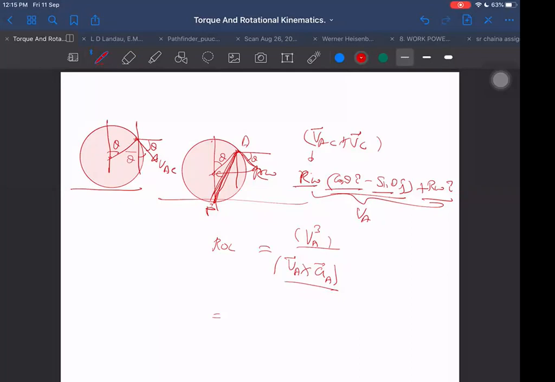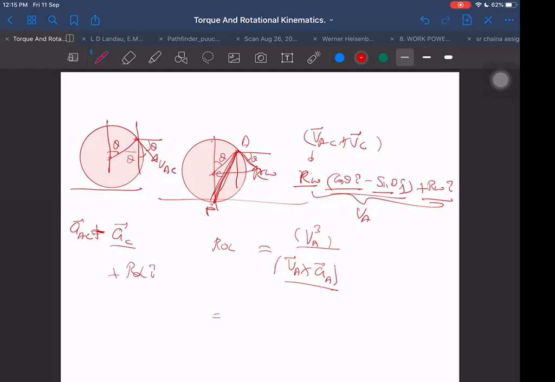This is VA. What about AAC? AA will be AAC plus AC. Now AC may be there, it may not be there, depending on whether alpha is there or not. But if alpha is there, I have to take R alpha for AC. AC will be equal to R alpha I cap, and acceleration of A with respect to C.